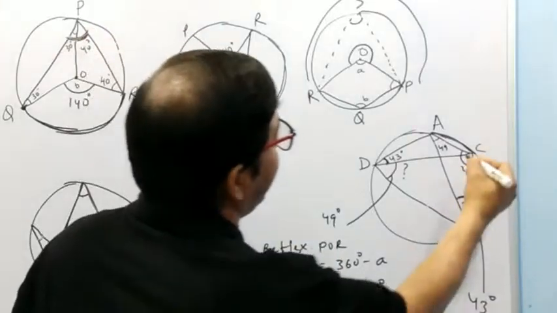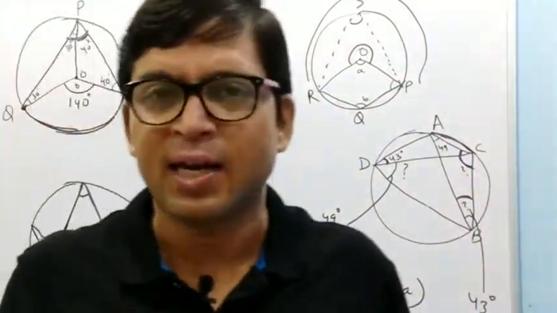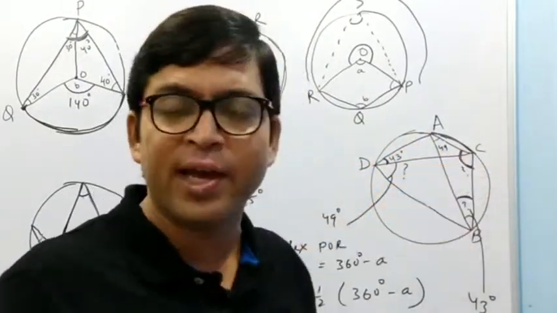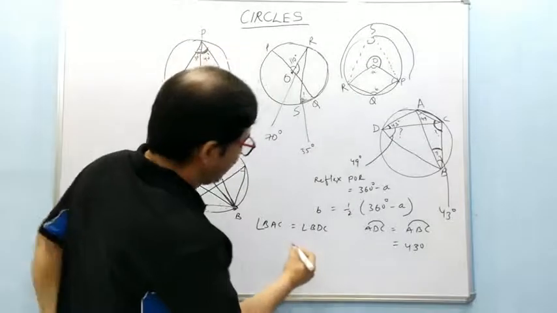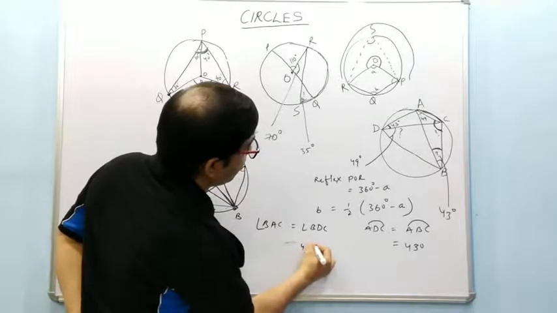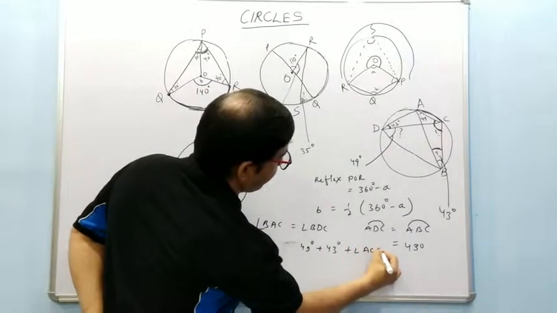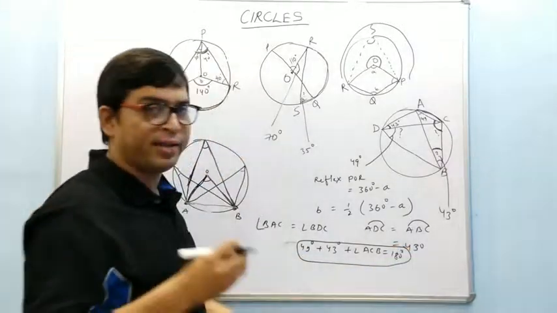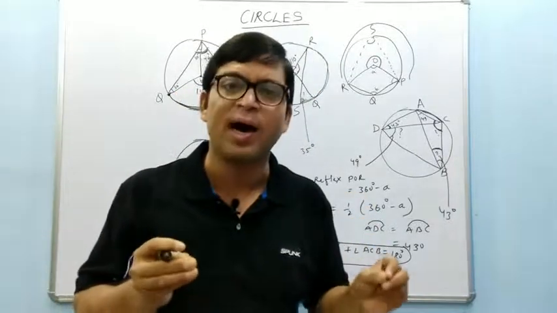Now we need to find angle ACB. No need of applying any circle theorem. This is a very common triangle theorem. Sum of all angles of a triangle is 180 degree. You know this, you can find this easily. So you can just write angle A, which is 49 degree, plus angle B, which is 40 degree, plus angle ACB is equal to 180 degree. So if you know the two angles, you can find the third angle. This is a little bit of simple application of the two theorems I have discussed.